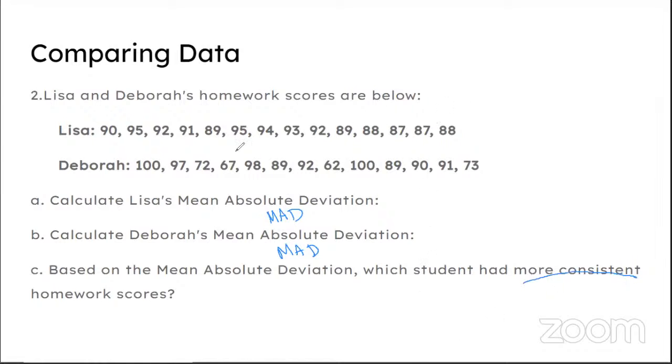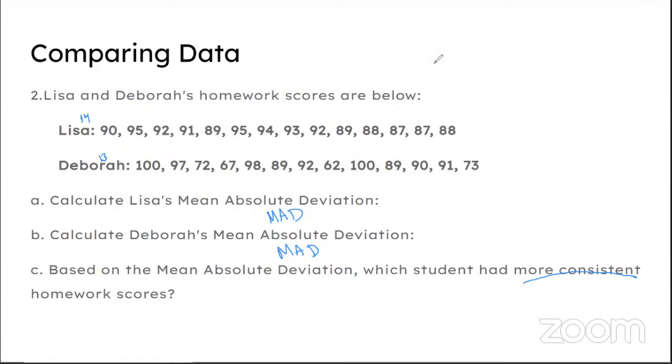All right, so I counted these up. Lisa has 14, Deborah has 13. So it looks like Deborah must have missed one assignment, or maybe Lisa did an extra credit assignment. I don't know, but Lisa has one more assignment than Deborah. So it's always important to count them. Just because one has 14 doesn't mean the other one does. So you have to count them.